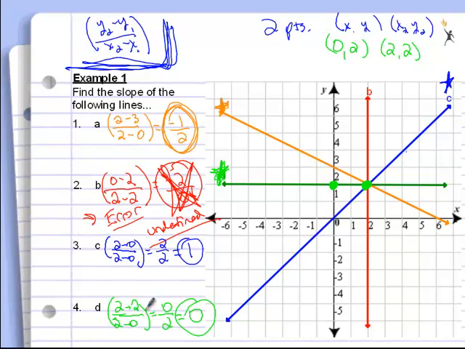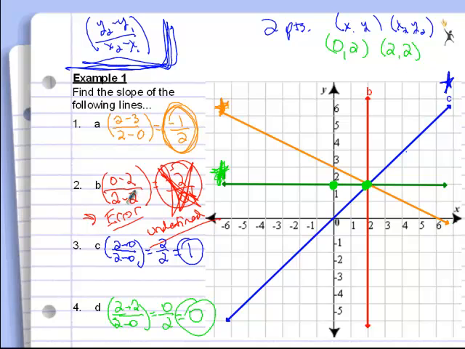If I simplify that, 2 minus 2 is 0, 2 minus 0 is 2, so I get the fraction 0 divided by 2. I need to reduce that because 0 divided by 2 is 0. Line D has a slope of 0. It is not undefined, it is 0, meaning it doesn't increase. Line B increases so fast that we cannot define it. Therefore, it is undefined. Line D does have a slope. It is just 0. Make sure that you don't get 0 and undefined mixed up.